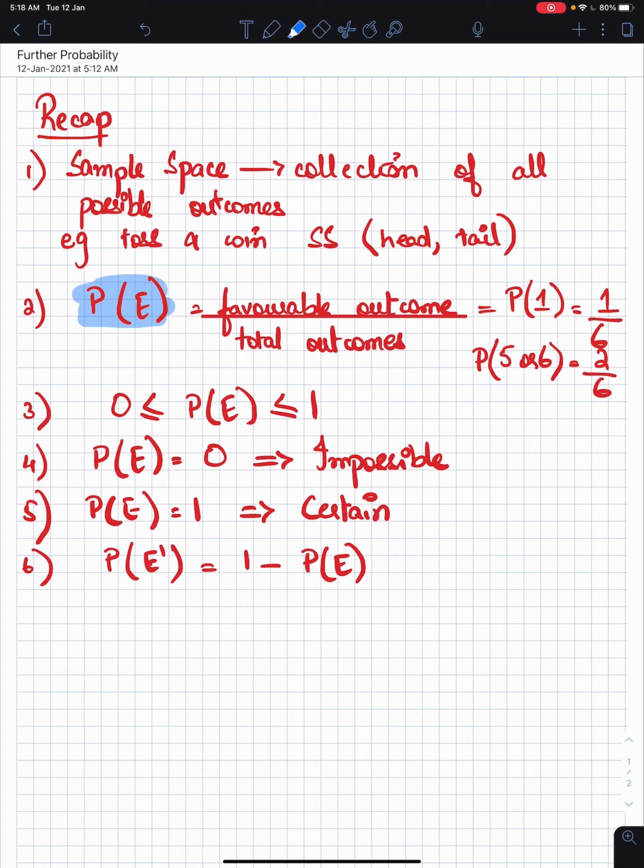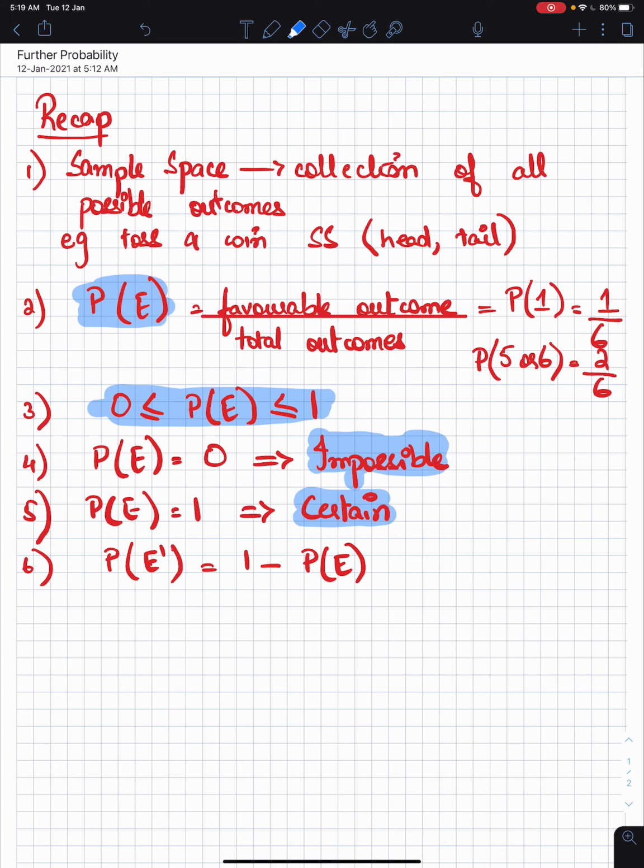Then we also talked about that probability can never be less than 0 and can never be more than 1. It's always between the range of 0 and 1. Whenever the probability of an event is 0, that means it is impossible for that event to happen. वो कभी भी नहीं होगा. And whenever the probability is 1, that means that event is certain. वो हो के ही रहेगा.